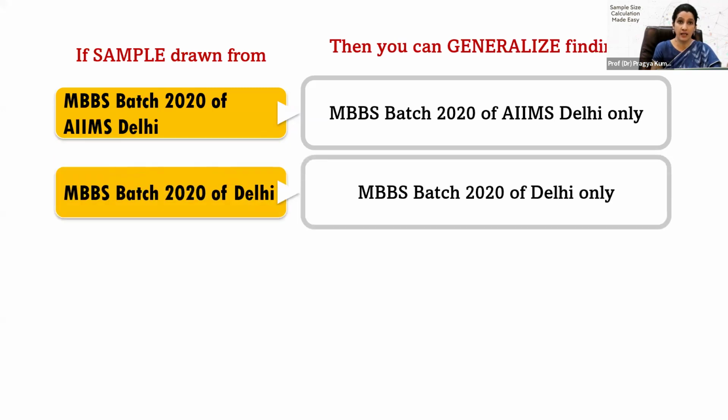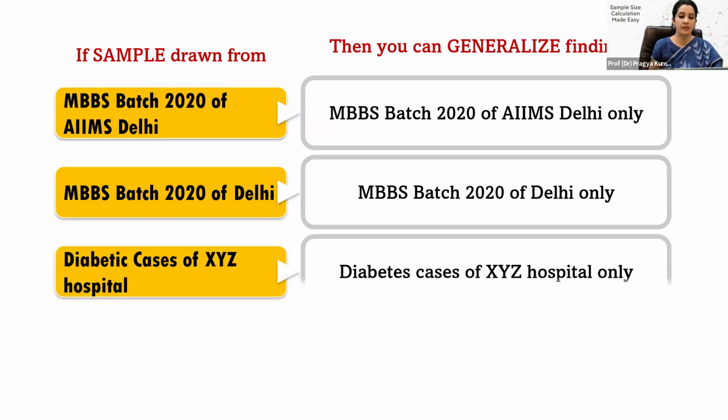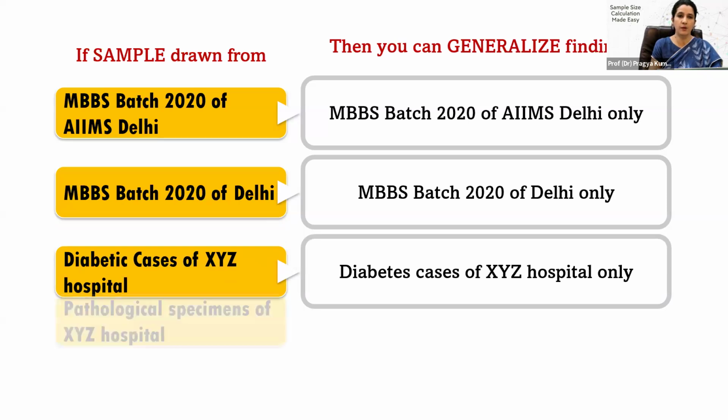And if I want to generalize something for the whole 2020 batch of Delhi, then I have to take all of the medical colleges. Only then can I say it is of Delhi, because the word Delhi means you have to take samples from all of the medical colleges in Delhi. Similarly, if I am taking diabetic cases from a hospital, then I can generalize my finding to that hospital.